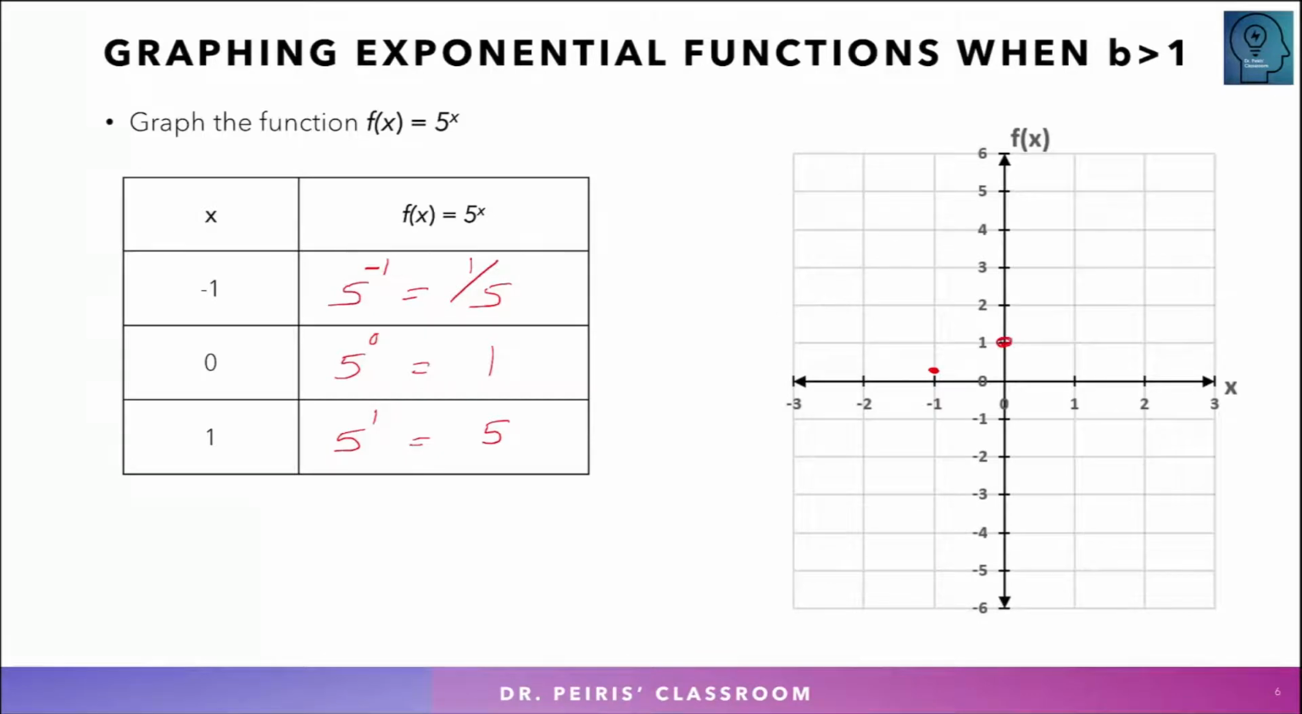We're always going to have this point 0, 1 because that is the y-intercept for any exponential function, if we are talking about the parent function. The third one is 1, 5. So it's the same pattern, an increasing function, and it goes like that. So this is the exponential function when the base b is greater than 1.